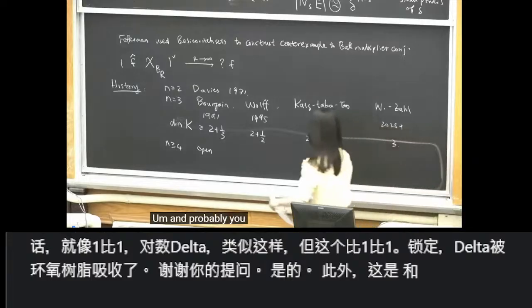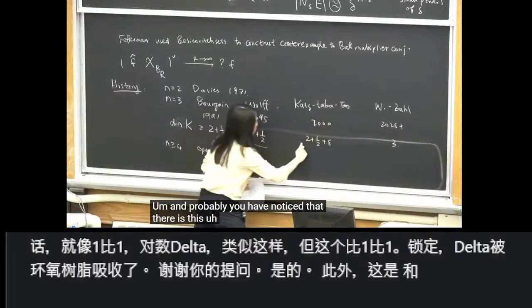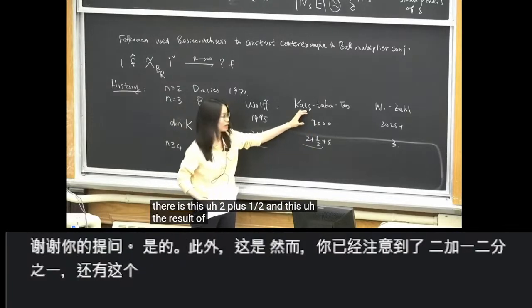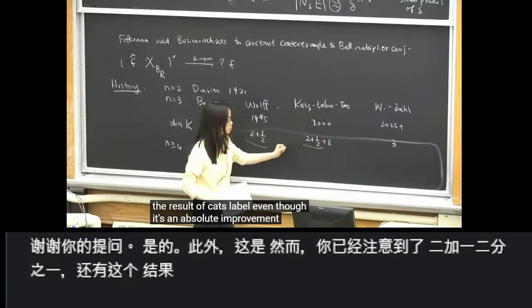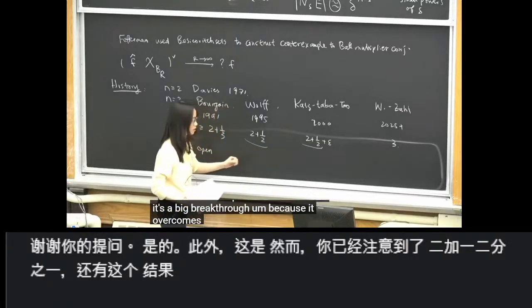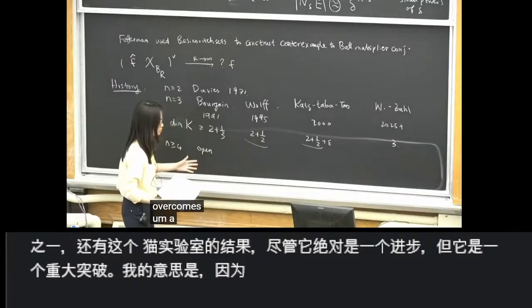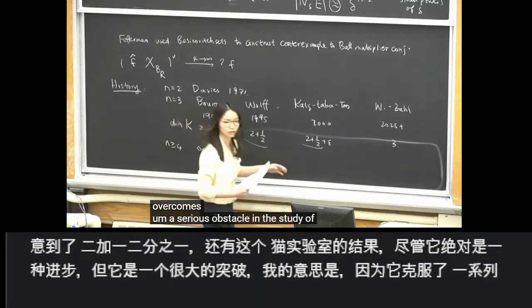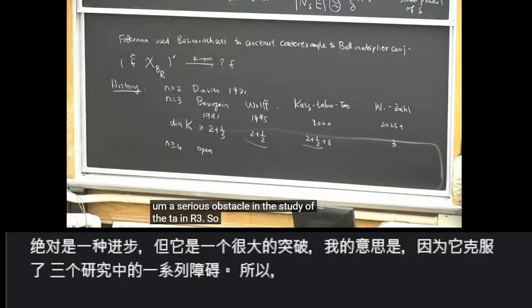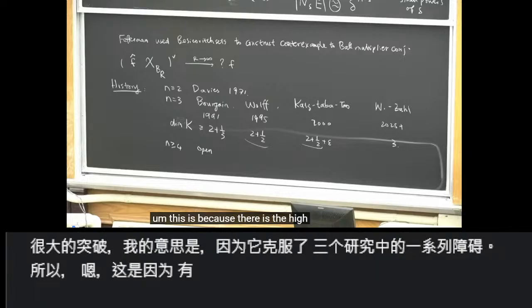Probably you have noticed that there is this 2 plus 1/2, and this is the result of Katz and Zahl. Even though it's not an absolute improvement, it's a big breakthrough because it overcomes a series of obstacles in the study of Kakeya sets in R3. This is because there is the Heisenberg group example.